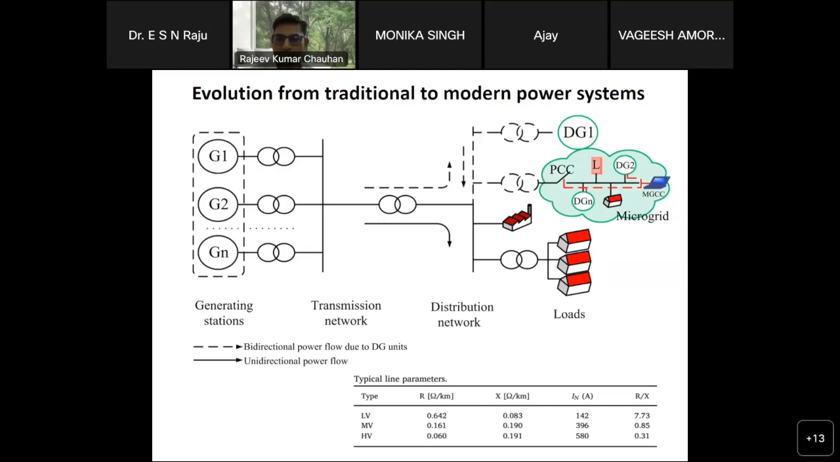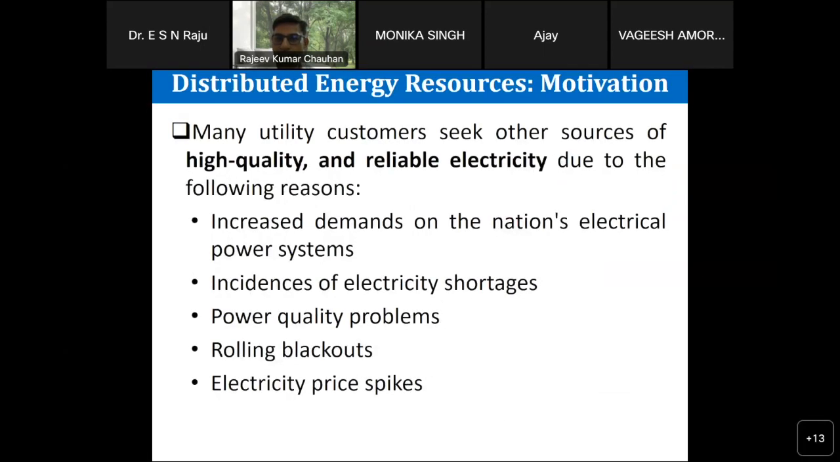So coming to the microgrid, I will discuss how we are evolving from distributed generation, distributed energy resources, and after that virtual power plants, and after that microgrids.